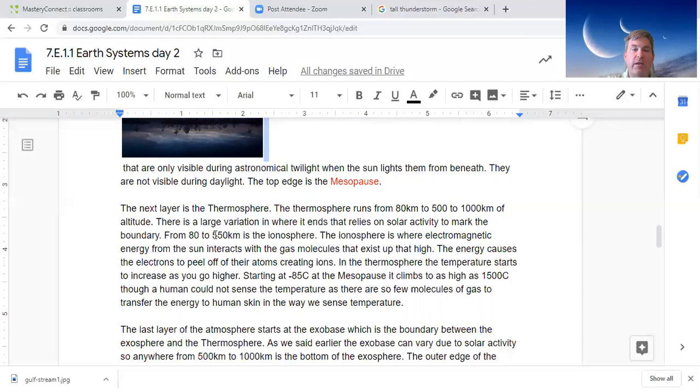So from 80 to 550 kilometers is also known as the ionosphere. The ionosphere is where the electromagnetic energy from the sun interacts with gas molecules that exist up that high. The energy from the sun causes the electrons to peel off their atoms, creating ions. That's the word ionosphere. In the ionosphere, in the thermosphere, the temperature starts to increase as you go higher.